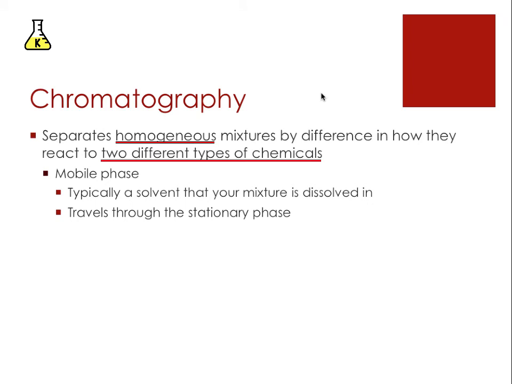So let's get back to those two phases we were talking about. The first of two we'll talk about is the mobile phase. The mobile phase is typically a solvent, and that solvent is something that our mixture tends to dissolve in relatively well. This mobile phase, as the name implies, travels through our separation device, something we'll talk about in a moment, known as our stationary phase.